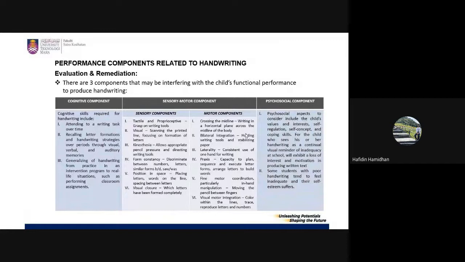Dan seterusnya komponen yang ketiga adalah psychosocial component. Macam yang saya dah jelaskan awal tadi, psychosocial component ni merujuk kepada kanak-kanak yang ada masalah handwriting difficulties. Usually kanak-kanak tersebut akan presented dengan low self-esteem dan juga experience of frustration. Bila kanak-kanak tersebut ada low self-esteem dan experience of frustration, berkemungkinan akan refuse untuk participate dalam handwriting activities.